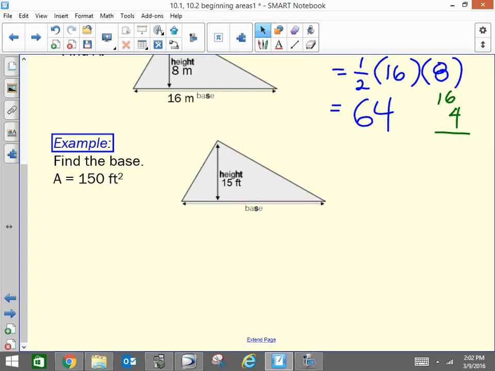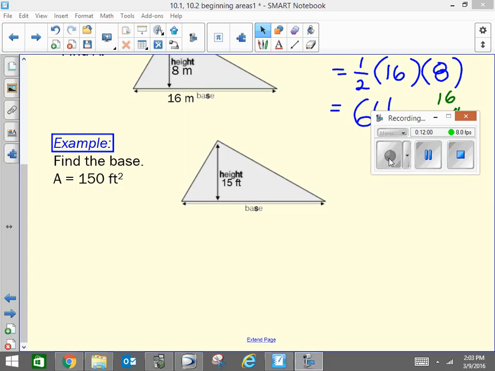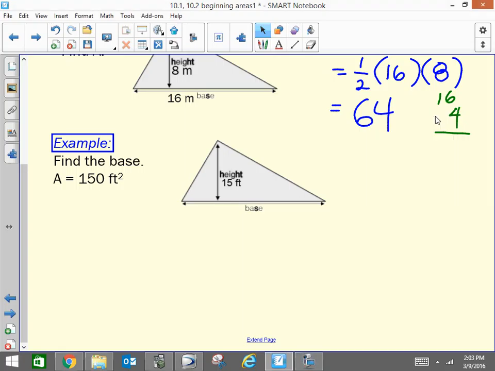We are going to find the base, 150 square feet. 15 is the height. Find the base. I'm going to pause while you work on this. Let's see what happens. All right.